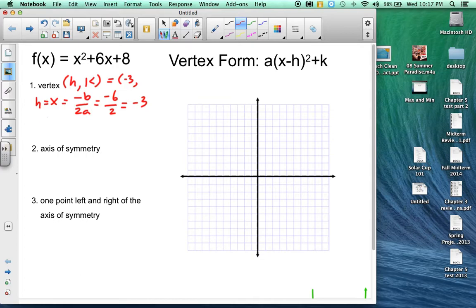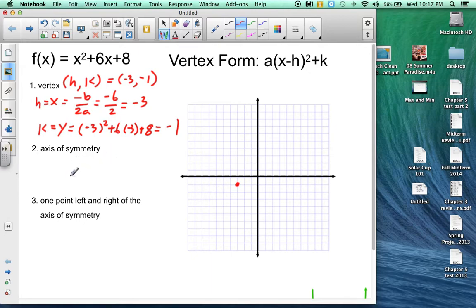Now, let's take a look at k. Well, how do we find k? Well, that's easy. That's another way of saying y. This is y, so we plug it in. Since we have x, we can just simply solve for y. Negative 3 squared plus 6 times negative 3 plus 8. And that, in turn, gives us negative 1 if you plug it into the calculator. Well, that's good. We are a third of the way there. Well, we know we can start our graph. 1, 2, 3, negative 1. There's our first point.